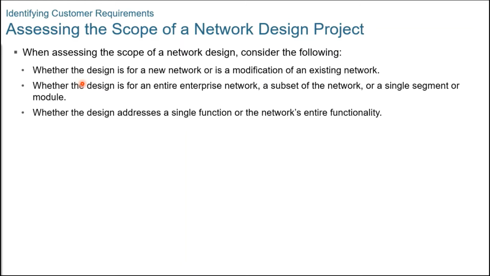Examples of design that would involve the entire network include one in which all branch offices' LANs are upgraded to support Fast Ethernet or Gigabit Ethernet, and a migration from traditional private branch exchange or PBX based telephony to an IP telephony solution.